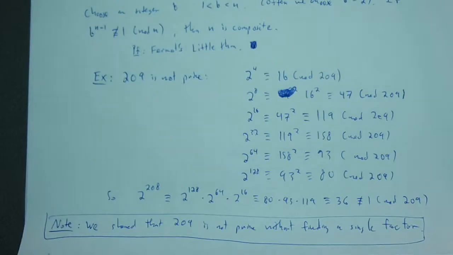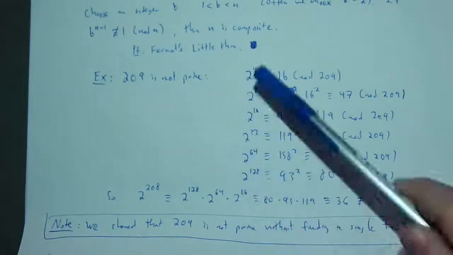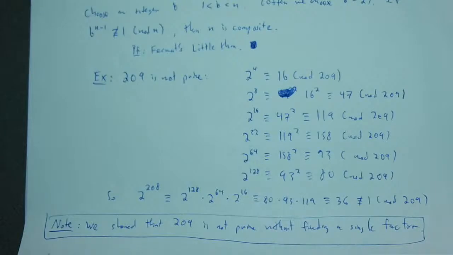All right, so this modular exponentiation might seem annoying by hand, but of course this is much faster than finding a factor.